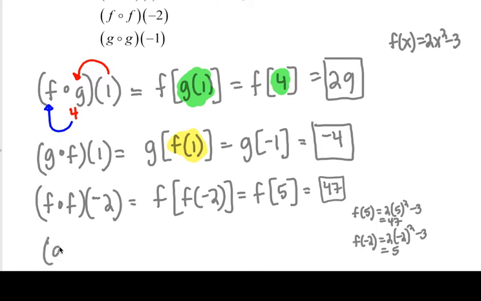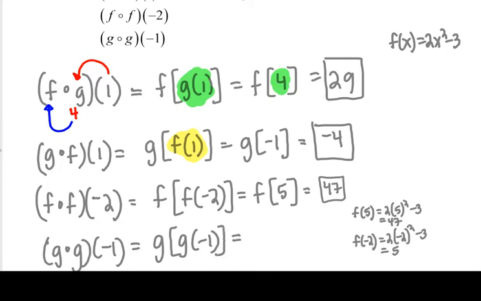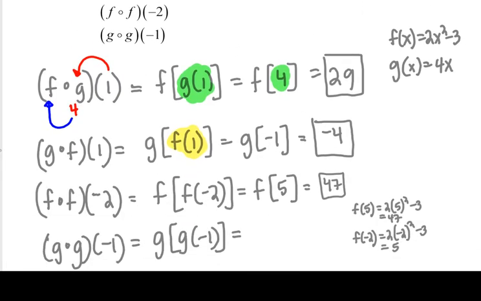Now let's try g of negative 1. G of negative 1. Now, I really like to write my function within another function using the brackets and the parentheses. G of negative 1, well, g of x was equal to 4x. Let me double check that. G of x was indeed 4x.